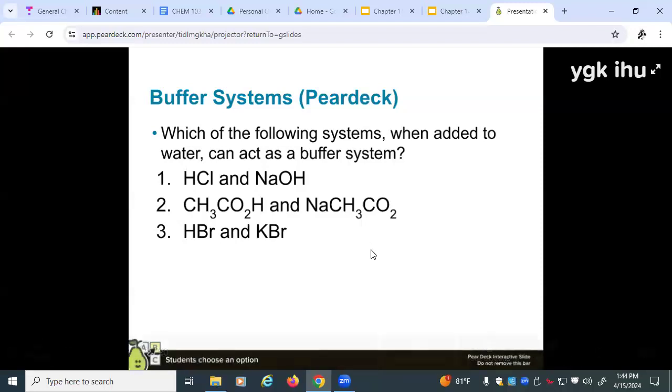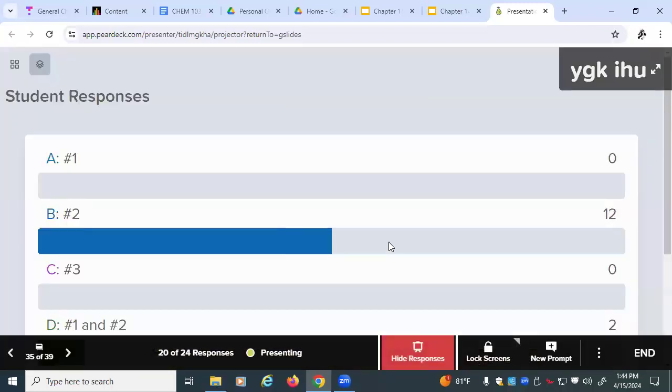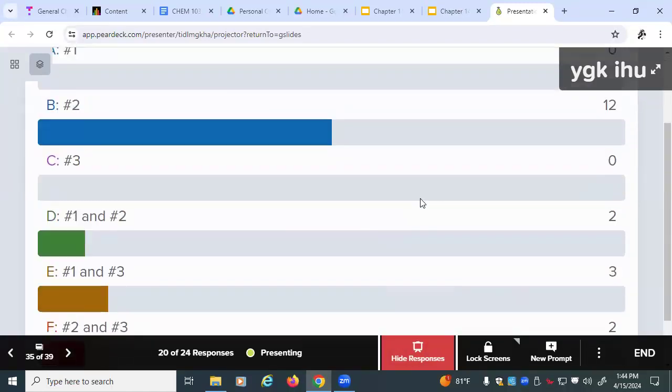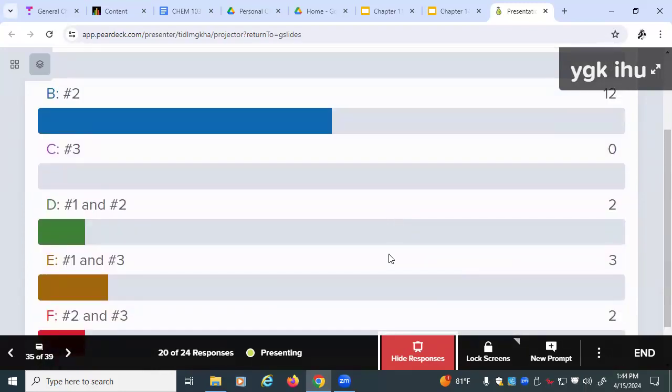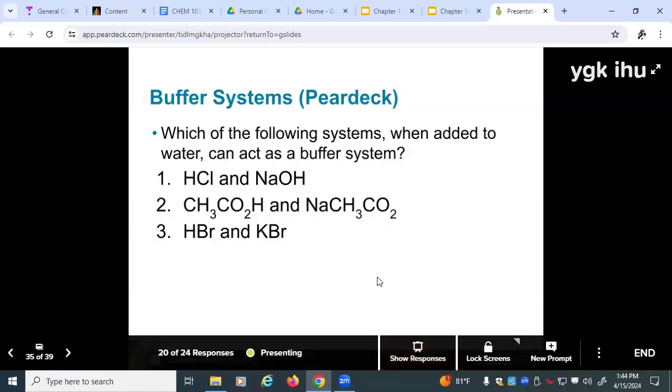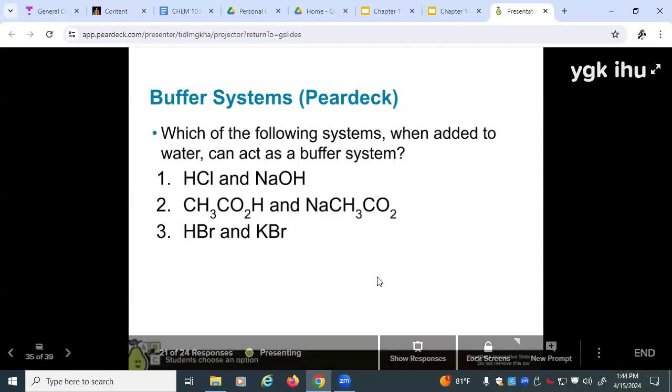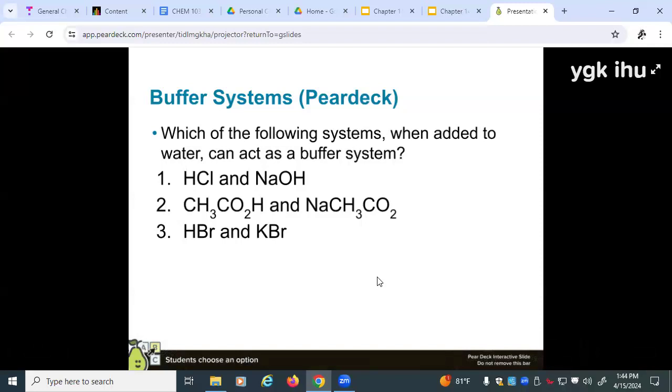All right, most of us are getting something in. We seem to be falling on one answer in particular, although a couple of others are getting some response as well. Let's break it down. To have a buffer, I have to have a weak acid and its conjugate.